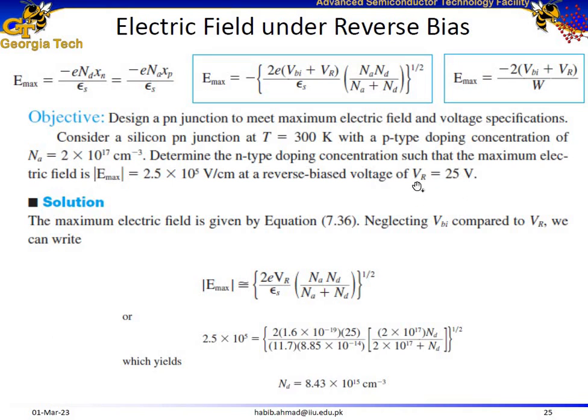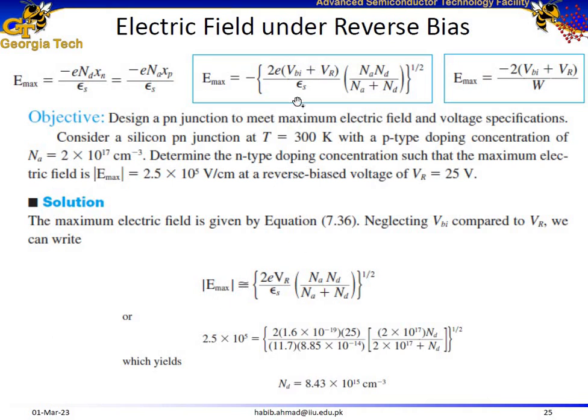We don't know the value of the built-in potential, and in order to calculate that we need both acceptor and donor doping, but donor doping is not given. But the built-in potential is going to be in the range of 0.5 to 0.9 volts. It's going to be much lower as compared to VR, which is 25. So as compared to VR, VBI is just a smaller number, so we are going to eliminate this from the equation.